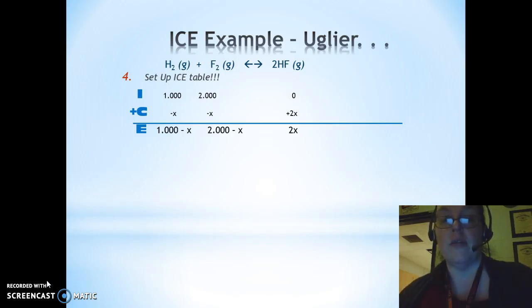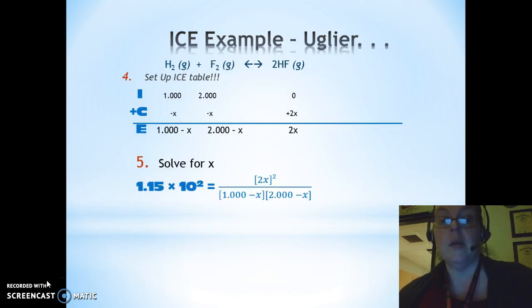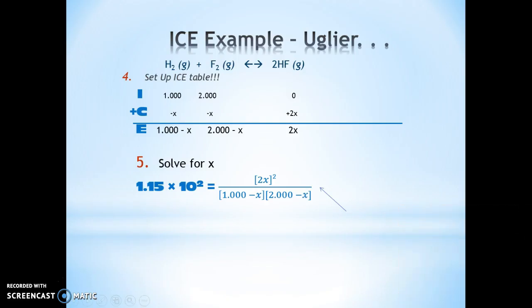So now we have to solve for X. So how do we do that? Well, we get the equilibrium expression out, and we use the constant that we were given. So we know that 1.15 times 10 to the second is equal to 2X squared over 1.00 minus X times 2.00 minus X. Well, this is the problem. We're going to have a little issue going on here, and I'm going to get rid of my face so you can see the next slide.